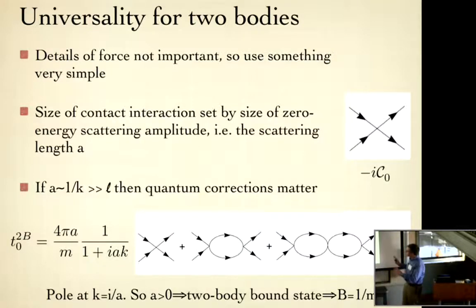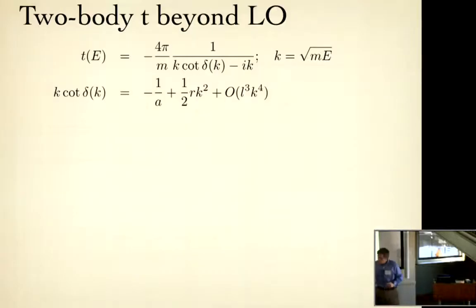But this is obviously only an approximation, right? So the subject of this talk is how do you systematically correct for effects beyond this term in the T matrix?